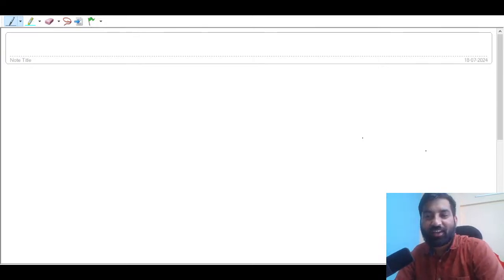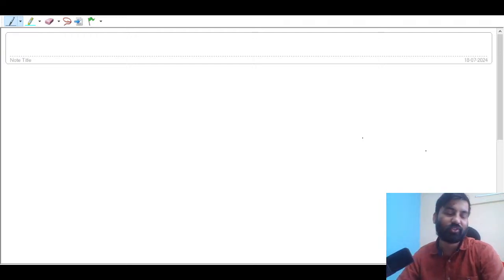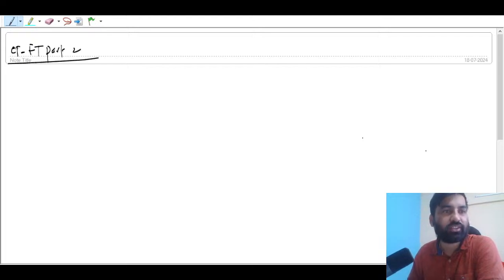This session is going to be the second part of the Fourier transform, right? So this Fourier transform we are talking about. We have done Fourier series, and in the first session we also talked about the Fourier transform introduction part. So this is going to be a lecture on again the Fourier transform, CTFT, you can say part 2. Okay, CTFT part 2. So continuous time Fourier transform.